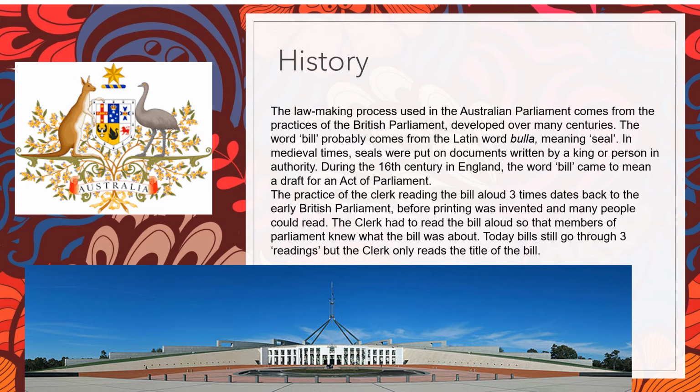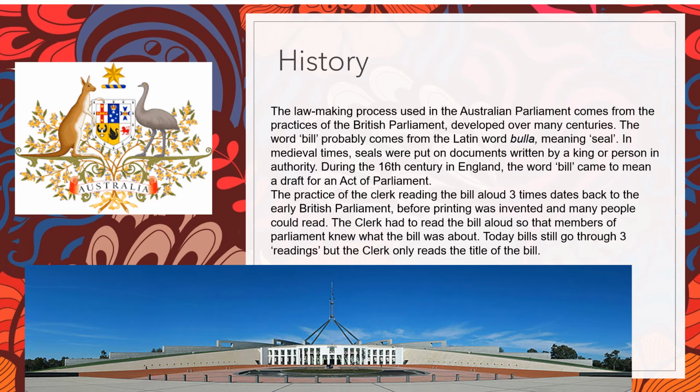And they're not talking about the animal seal, they're talking about a seal that is stuck on a document and it's got an imprint of an image on it. The practice of the clerk reading the bill aloud 3 times dates back to the early British Parliament, before printing was invented and many people could read. The clerk had to read the bill aloud so that the members of Parliament knew what the bill was about. Today, bills still go through the 3 readings, but the clerk only reads the title of the bill.